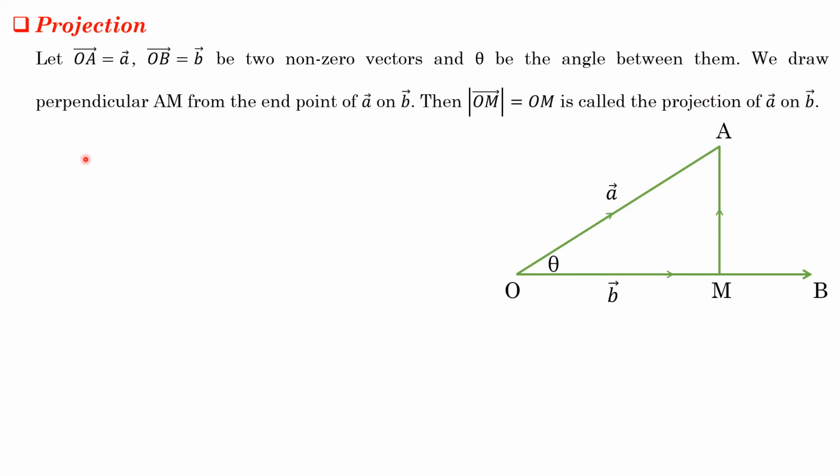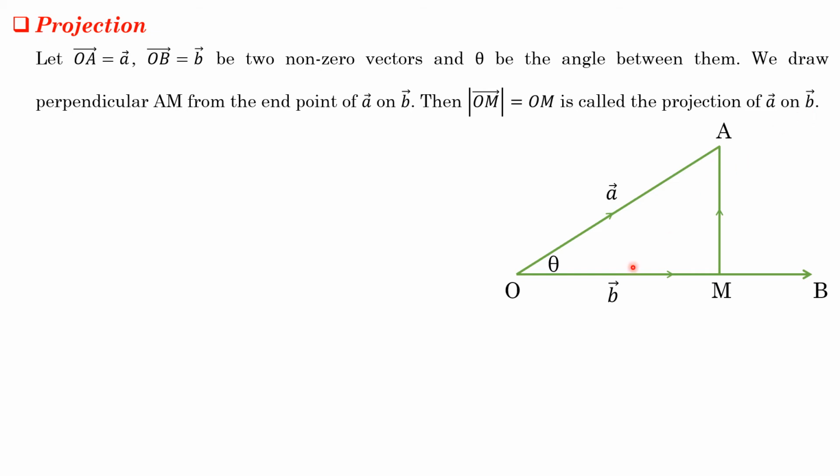Then we draw the perpendicular AM. This AM is the perpendicular from the head of the first vector, whose projection we are taking, on the second vector, that is on B bar. Then this length OM, modulus of OM actually, and that is simply OM, is called the projection of the vector A bar on B bar.